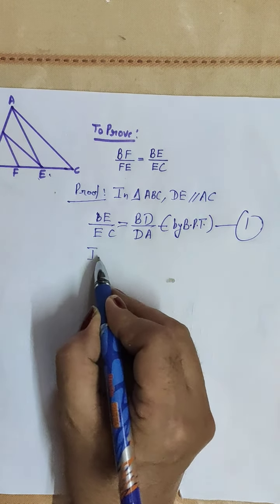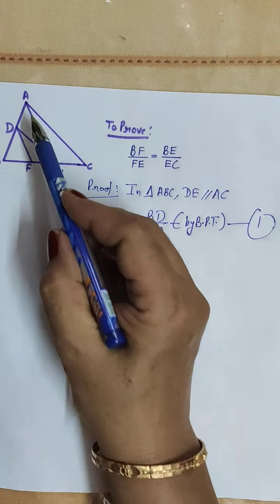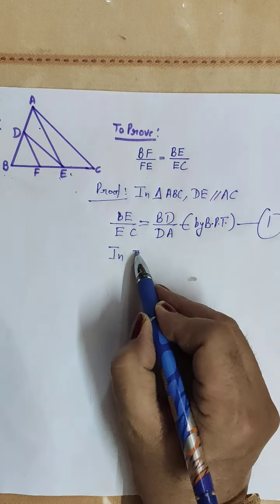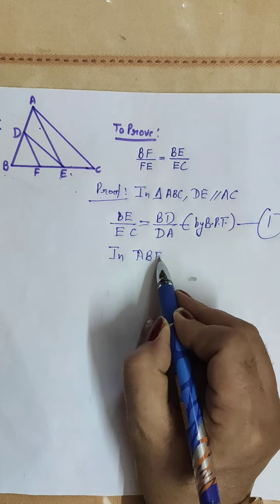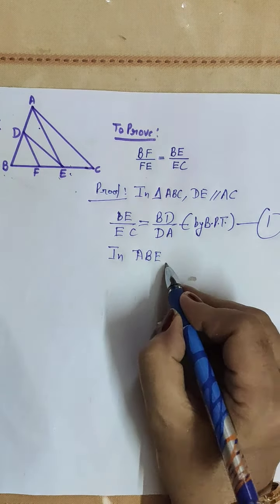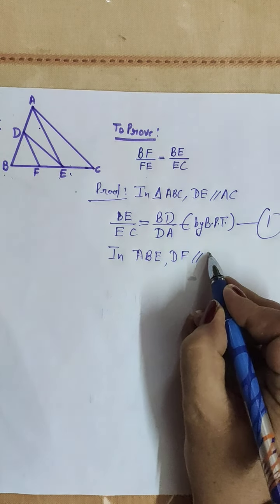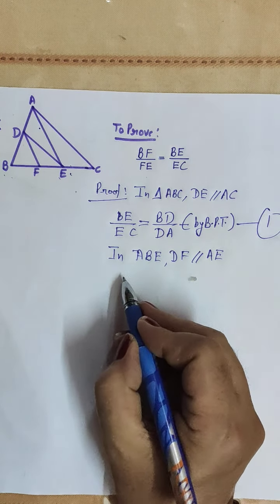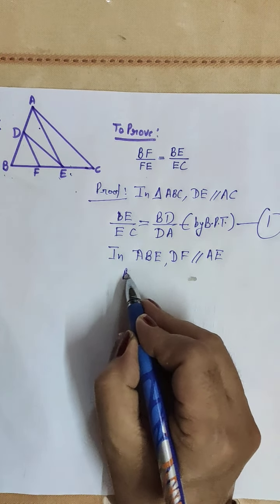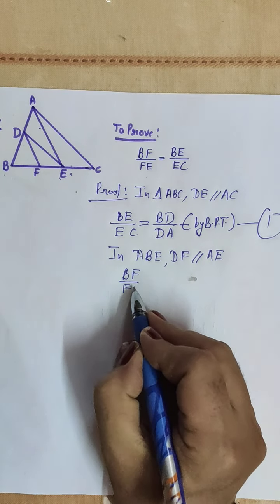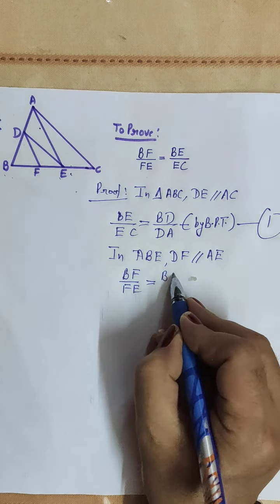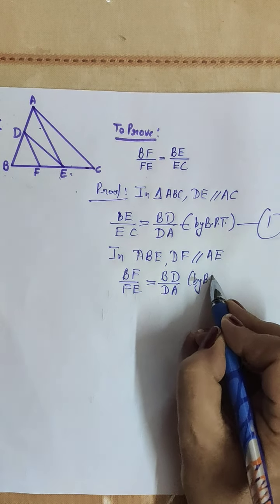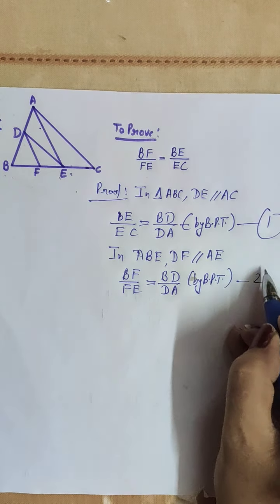Now in triangle ABE में DF is parallel to AE. Again we apply that BF upon FE is equal to BD upon DA by the basic proportionality theorem. This is equation number 2.